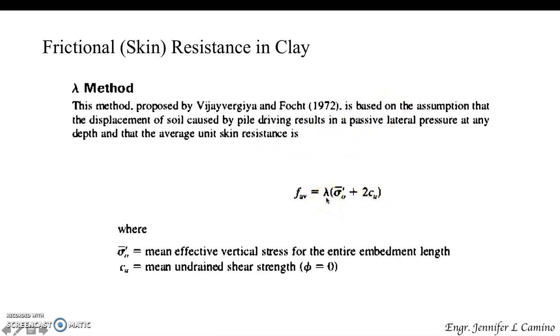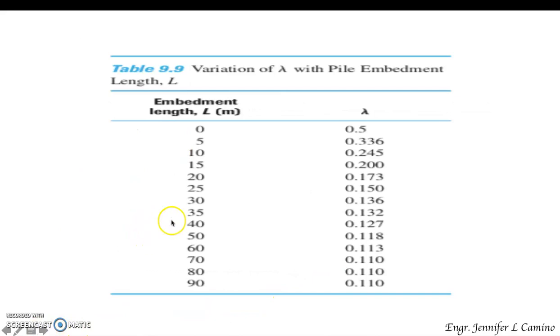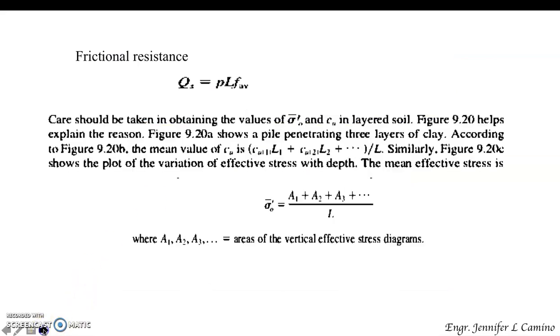we have here our lambda. This is equal to the mean effective vertical stress for the entire embedment length. This is our mean undrained shear strength, for phi equal to 0. And we have here the variation for our lambda based on the value for our embedment length. So the frictional resistance, therefore, would be equal to this equation.